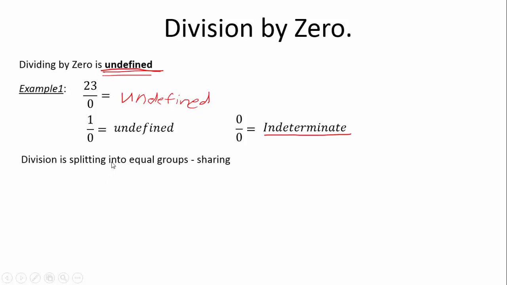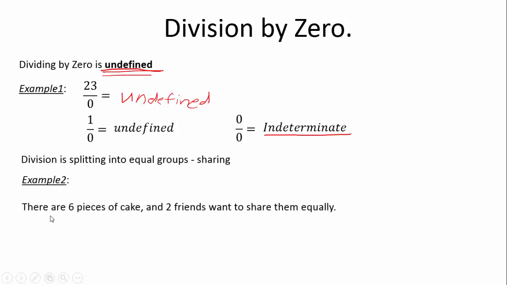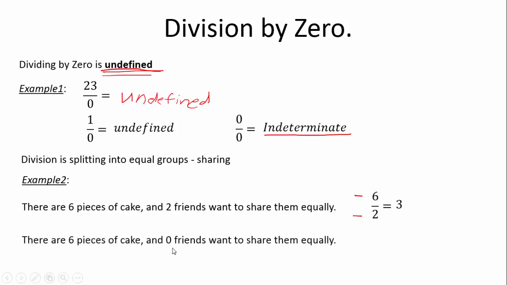So division is splitting into equal groups or sharing. Let's have a look at example 2. There are 6 pieces of cake, and 2 friends want to share them equally. So we know that 6 divided by 2, or out of the 6 pieces of cake, we're sharing it between 2 friends, and that's going to give us 3 pieces of cake per friend. But now what if we wanted to take the 6 pieces of cake and share them between 0 friends? Well, that doesn't make sense at all. 6 divided by 0, we're going to get, of course, undefined. And you can write undefined, or does not exist, or impossible will give you the answer. But if you remember undefined, we can't figure it out.